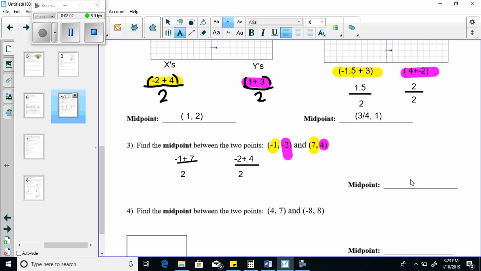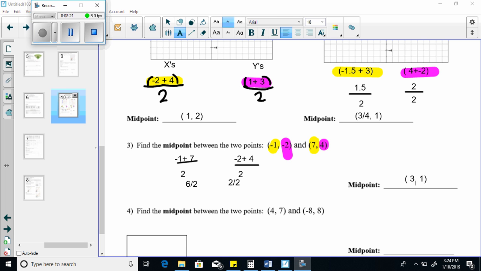Take a minute, solve for that, and what do we get? Well, we get 6 divided by 2 here. 7 minus 1 is 6 divided by 2. And then we get 4 minus 2 is 2 divided by 2. So 6 divided by 2 is 3 for my x and 1 for my y.